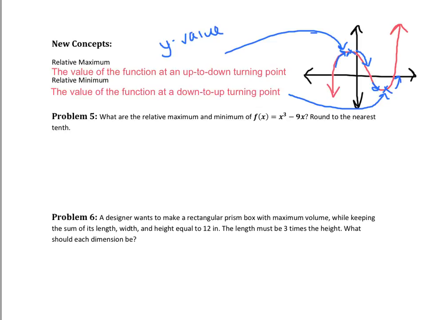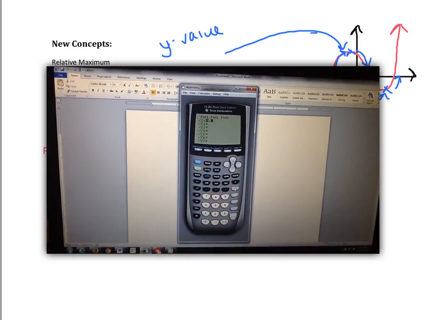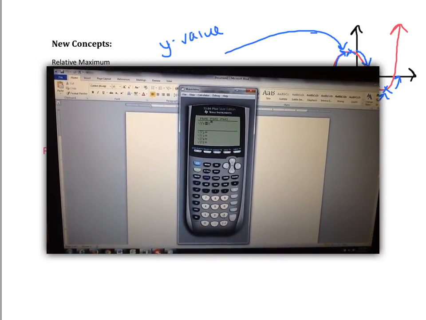Okay? So I think we're going to go to some graphing calculator work. Okay, this next problem says what are the relative max and minimum of that function, rounded to the nearest tenth. So we're going to put this in our graphing calculator and use the max and min features under calc. So I'm going to show you how that works. Okay, so here I'm just typing in the function x cubed minus 9x.